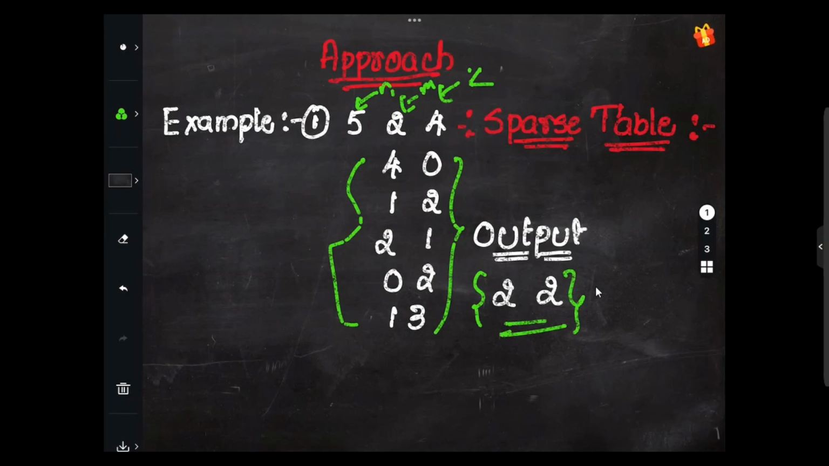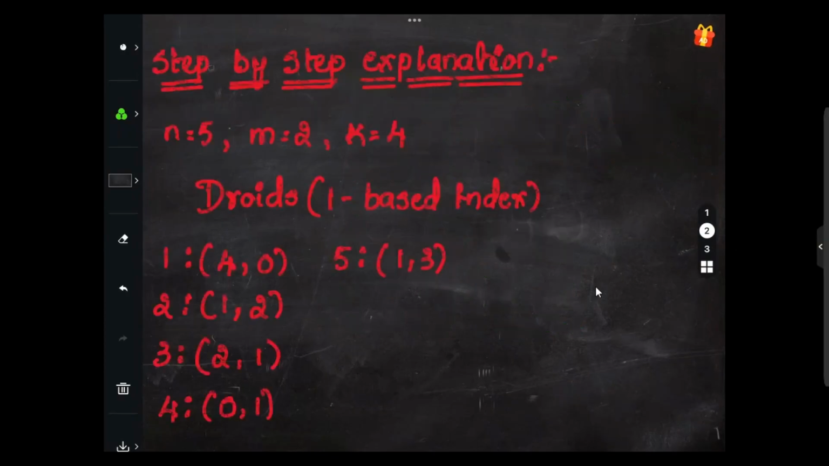So we can just go with the segment tree or the sparse table. I'll go with the sparse table, as the code will be comparatively smaller than with the segment tree. There is no updation required here, so we cannot go with the Fenwick tree or the BIT. Either we have to go with the sparse table or the segment tree. Let's go with the sparse table. The output that we need to get here is 2 2. This is fine, so let's go with the step-by-step explanation.